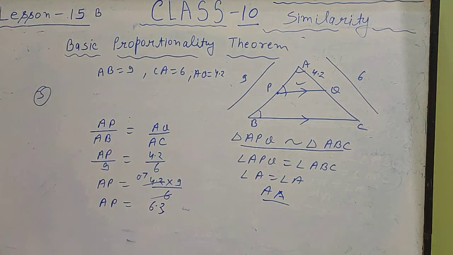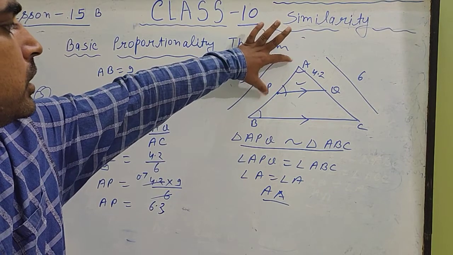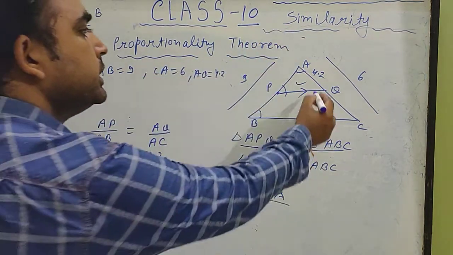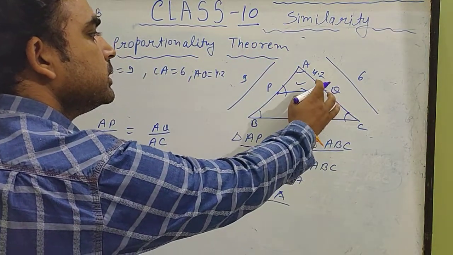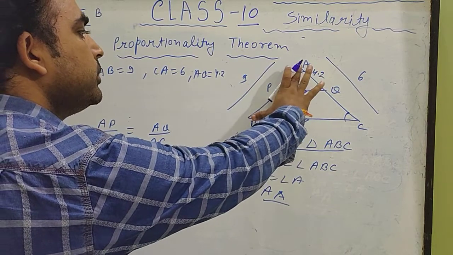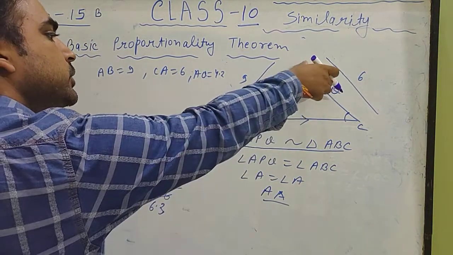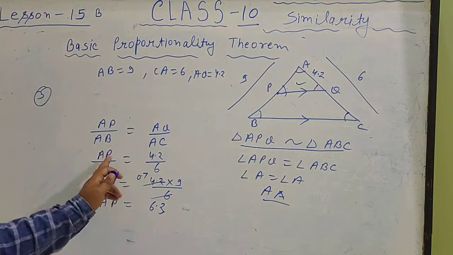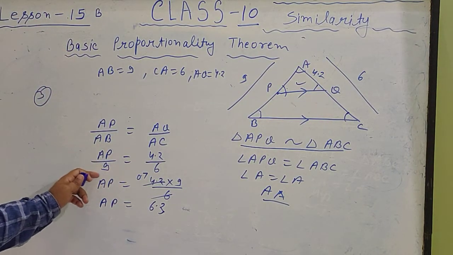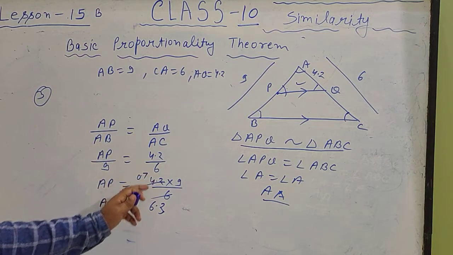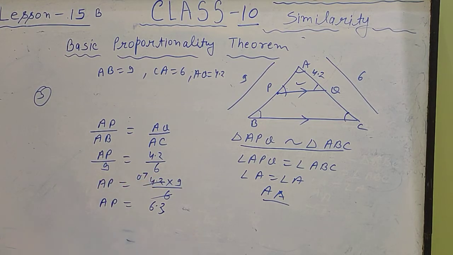So we use the similarity property. AP upon AB is equal to AQ upon AC. Now put the values: AB is 9, AQ is 4.2, AC is 6, and cross multiply. So AP is equal to 6.3 centimeters.